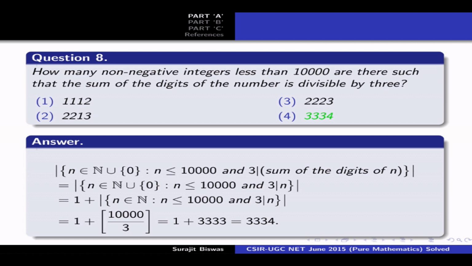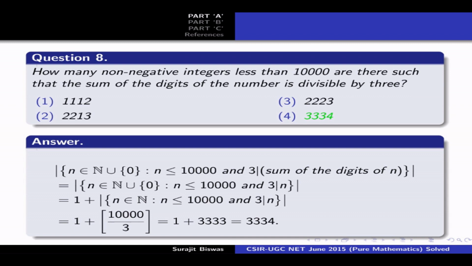But by the divisibility criterion for 3, 3 divides the sum of the digits of a positive integer n if and only if 3 divides n. So therefore the cardinality of this set is equal to the cardinality of the collection of non-negative integers less than or equal to 10,000 such that 3 divides n. So the cardinality of these two are the same, and now we want to take out the 0 option separately. So that is one possibility.